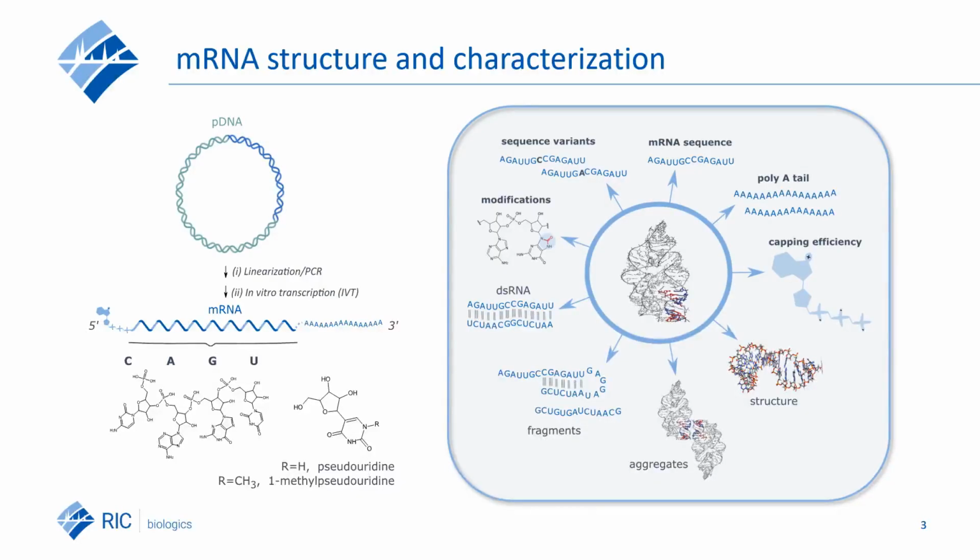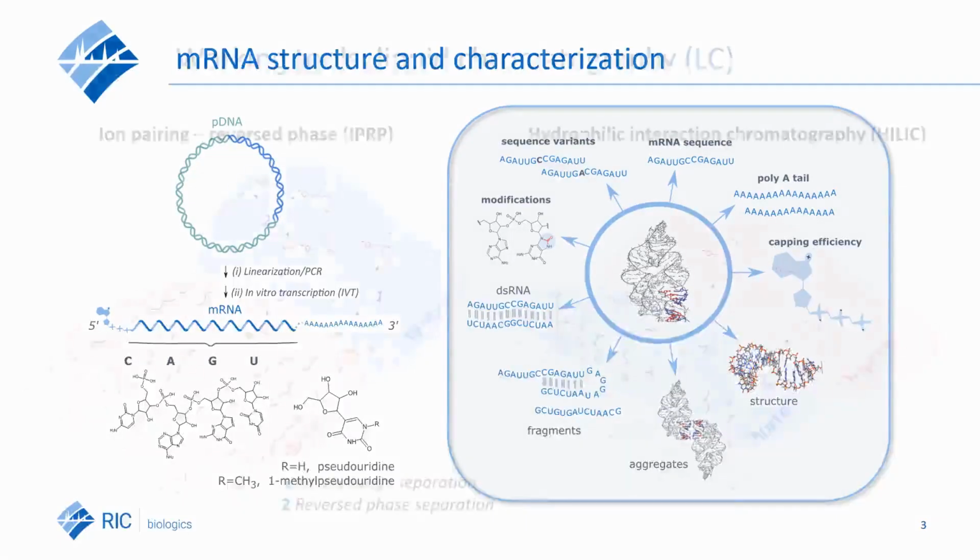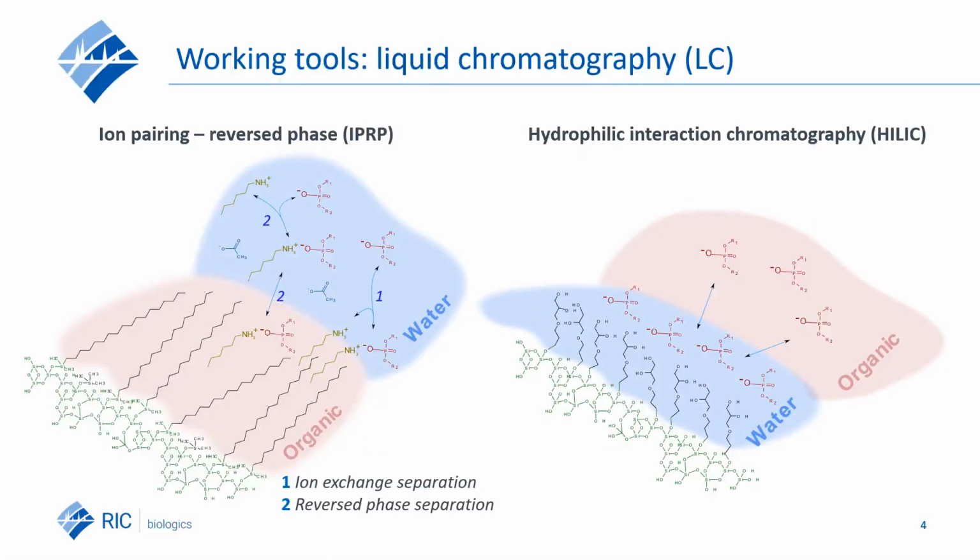This new class of therapeutics also comes with new analytical challenges, as given in the figure on the right. Today we will go into detail in some of these characteristics, including the cap structure, the poly A tail, and sequence modifications. Therefore, we will use 2 chromatographic techniques: ion pairing reverse phase and hydrophilic interaction chromatography.